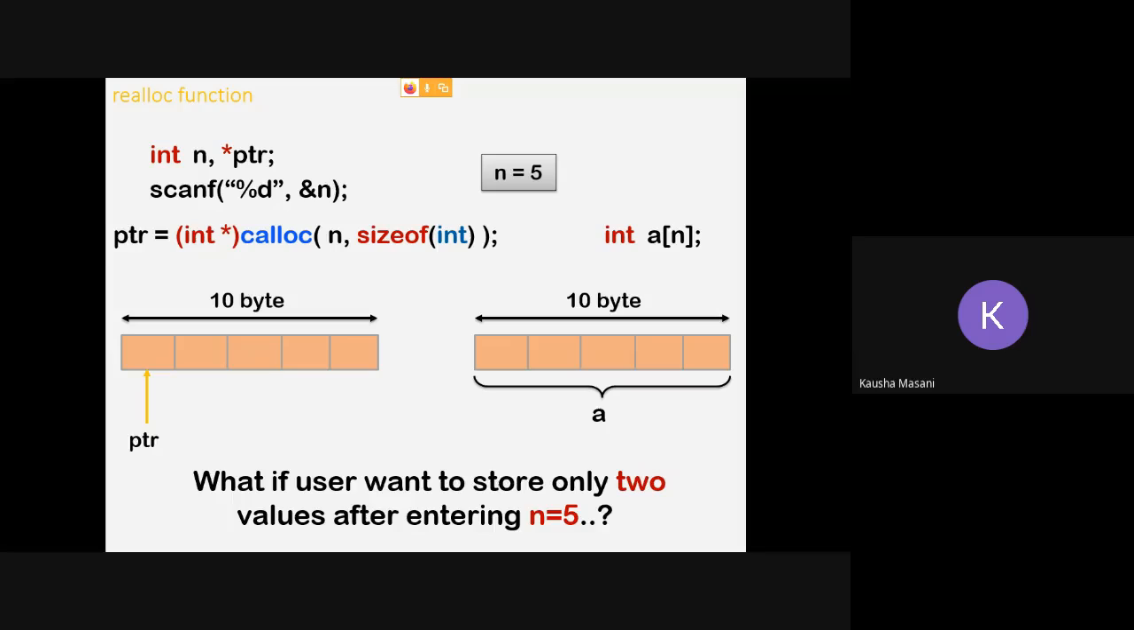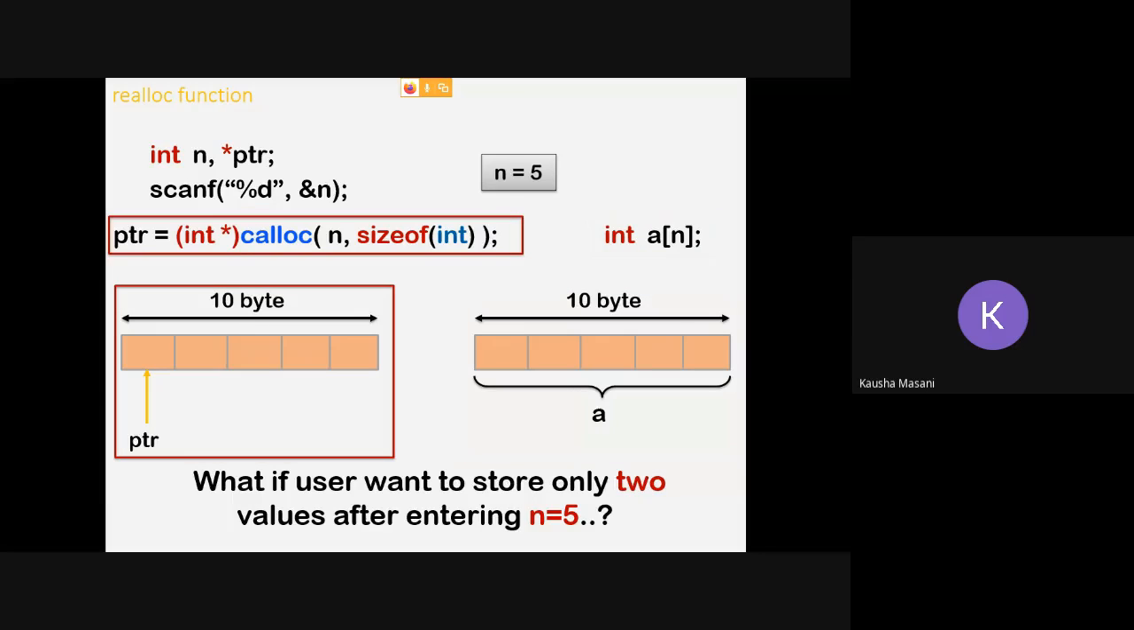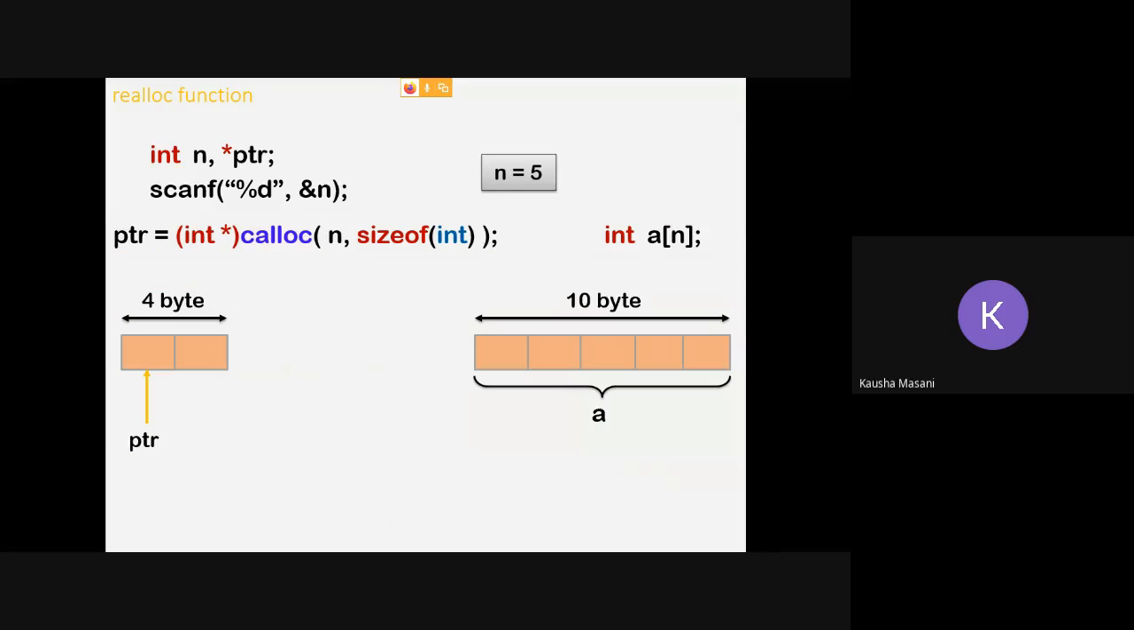Because we are trying to be very good, efficient programmers, we don't want memory wastage. So what we are doing is using realloc, which cannot happen in the case of arrays, but it can be done in dynamic memory allocation. With the help of realloc, you can resize the memory block which was previously assigned by your calloc from 10 to 4 bytes, because the user has stored only two values.